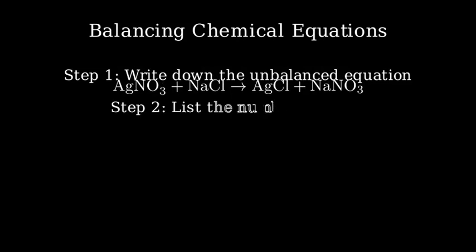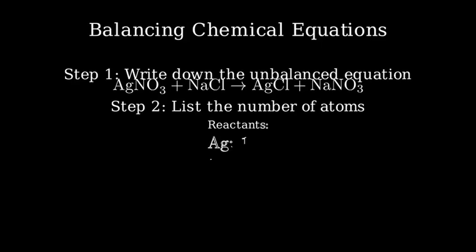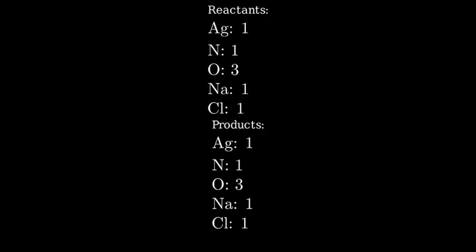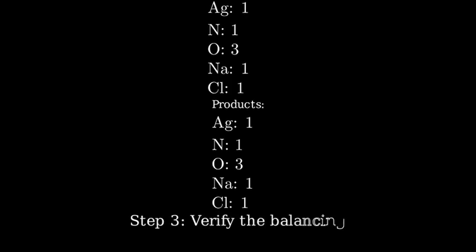Now let's move on to step two, listing the number of atoms for each element in the reactants and products. Let's start with the reactants. We have one silver atom, one nitrogen atom, three oxygen atoms, one sodium atom, and one chlorine atom. Now for the products. We again have one silver atom, one nitrogen atom, three oxygen atoms, one sodium atom, and one chlorine atom.